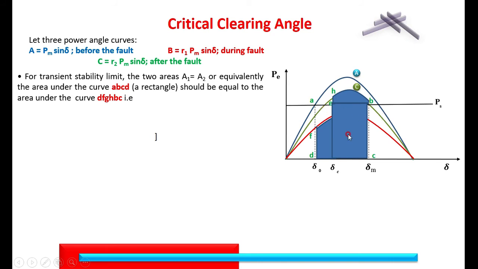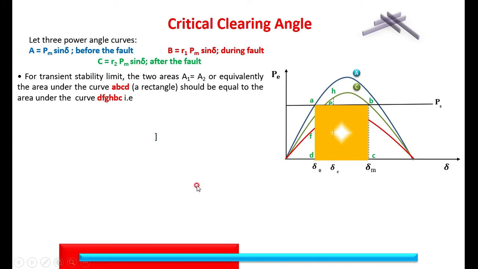That is, the mechanical area must be equal to this electrical area, from the healthy condition to the fault condition, then the after-fault condition. This is how the electrical power is shifting from A to F, F to G, G to H, H to B, B to C. This electrical area should be equal to the mechanical area ABCD. Then the system is stable. That is how we have to equate the areas A1 and A2, or the area under the mechanical curve equal to the area under the electrical curve.